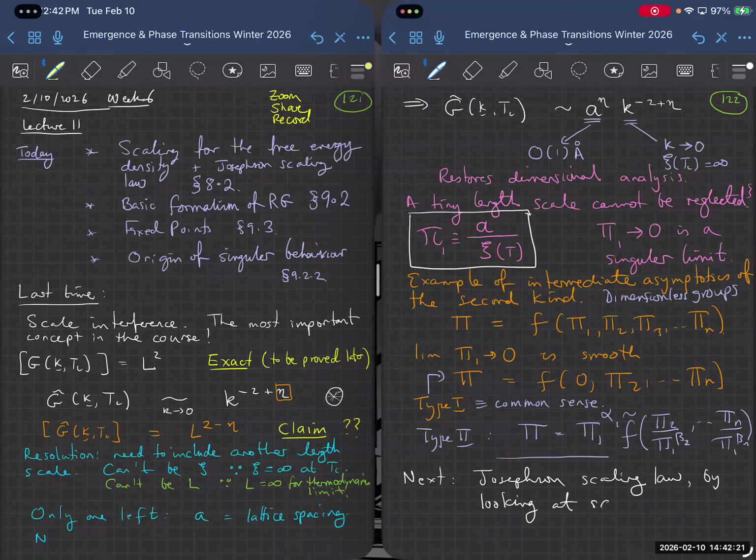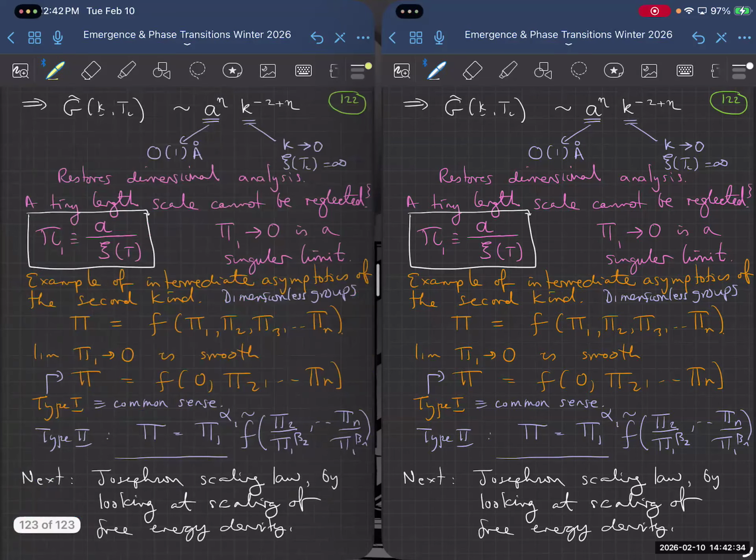And so our goal is to derive that by looking at the scaling of the free energy density. So let's go ahead and do that.